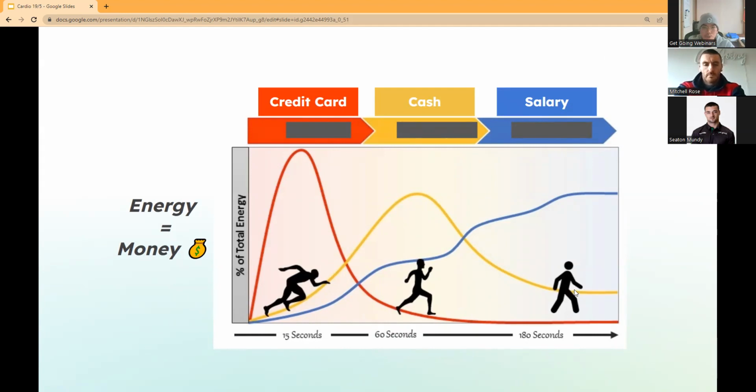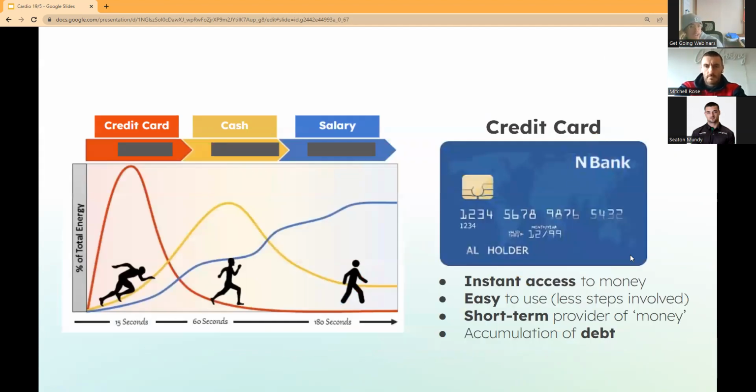So we talk about the credit card system first and foremost. If you think about the credit card system, it gives you instant access to money. It's quite easy to use. Imagine going to the shops and trying to pay for your goods. All it takes in order to pay is to take it out of your wallet, tap and go, and then you're off.